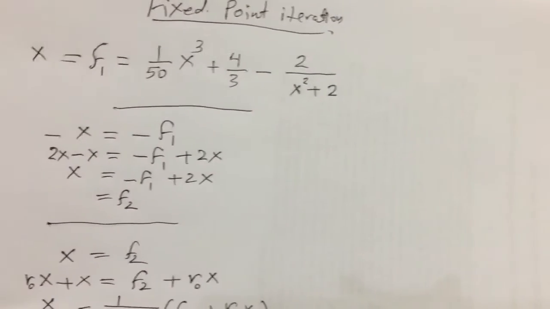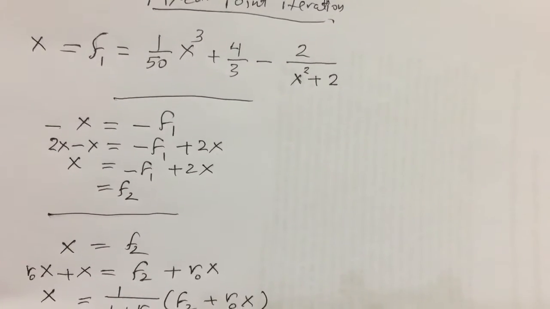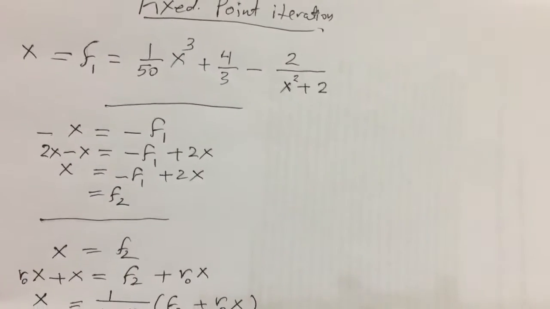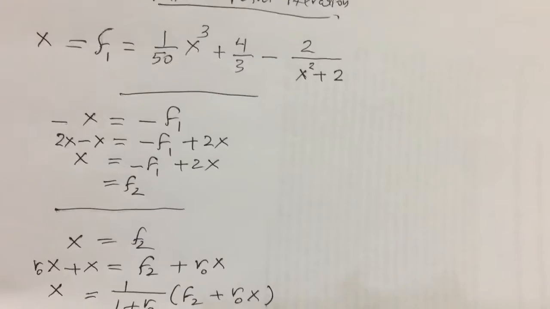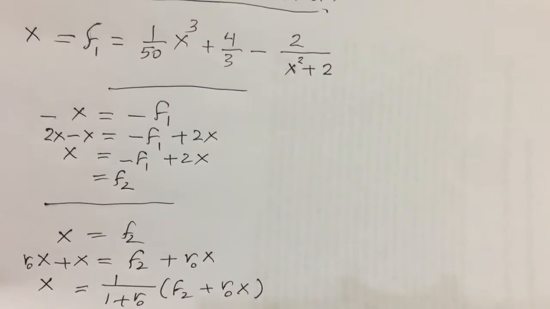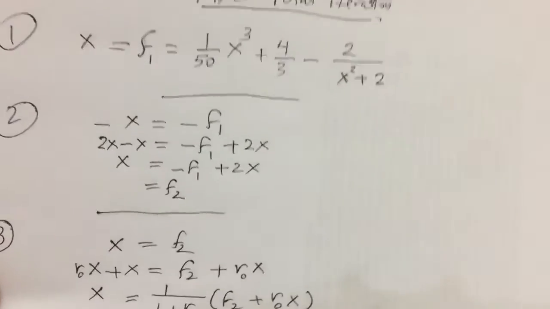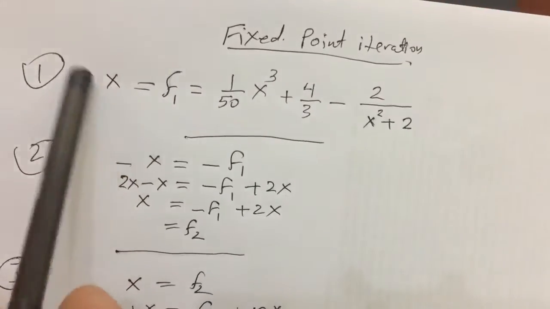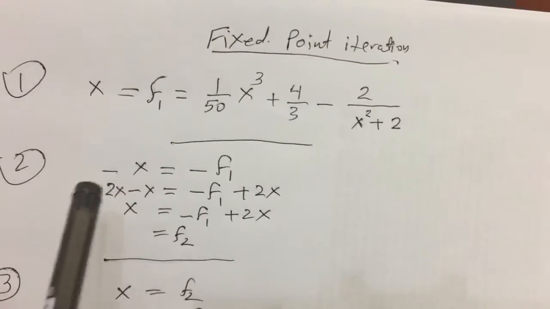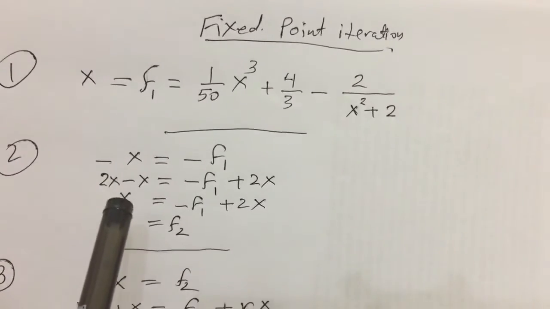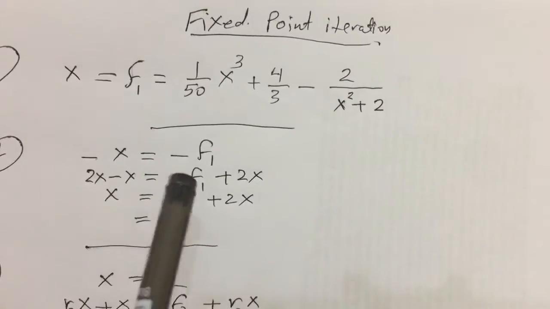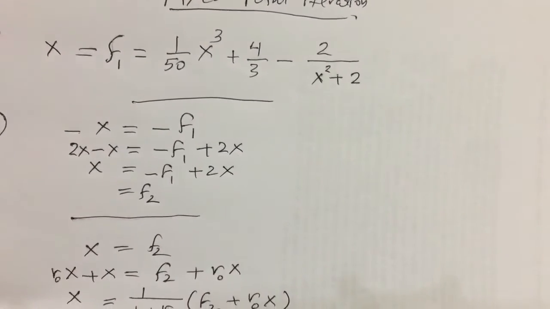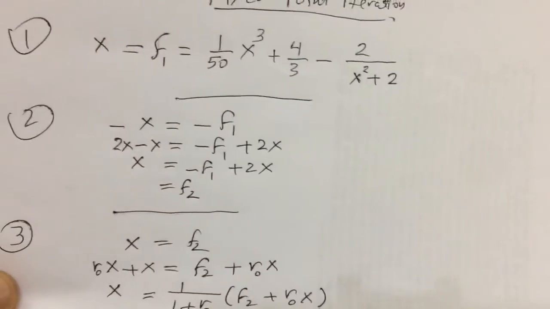Some of the solutions we will be able to determine; for the others we need to modify the function, in just the same way as I showed you in the first video. So that's number one, the original function f1. If we want to modify it, we multiply both sides by -1, so we get minus x equals minus f1. Then we add 2x to both sides, obtaining x equals function 2.